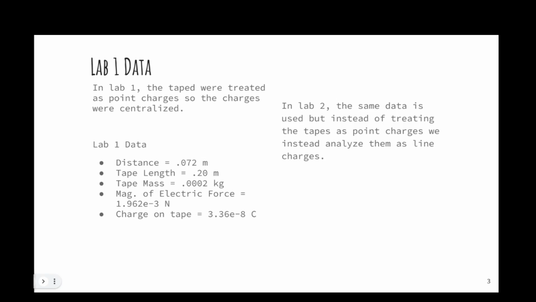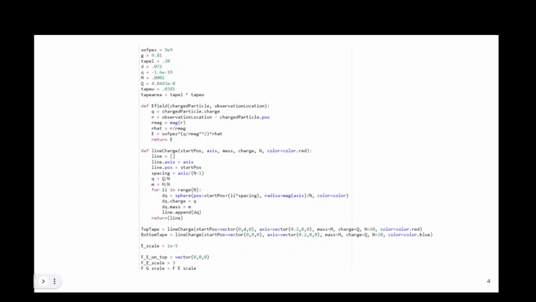So in Lab 2, the same data was used, but instead of treating the tapes as point charges, we analyze them as line charges. This is the first part of my code. So the first part is just all of the measurement stuff. The second part is finding the electric field. Third part is you're treating it as a line charge, and that's creating the graphic. Basically, that is the rest of it. It's creating the graphic that's shown.